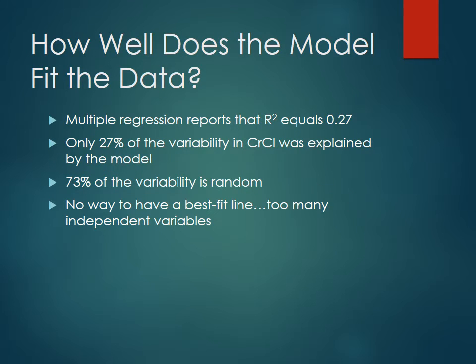Okay, so again, when we did the multiple regression, it reported an R squared value that equals 0.27. So what does that tell you? Well, basically, only about 27% of the variability in that creatinine clearance was really being explained by that particular model, and 73% of that variation could be due to other factors, right? So it could be random sampling, could be biological differences. And again, there's no way to really have the perfect best fit line. There are oftentimes too many independent variables that can be affecting creatinine clearance, right?